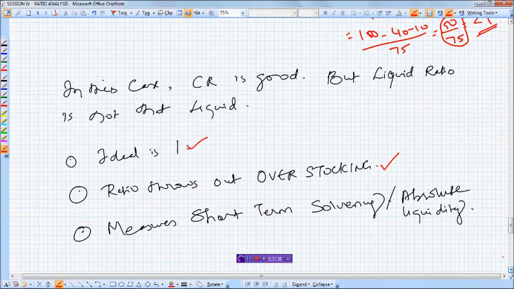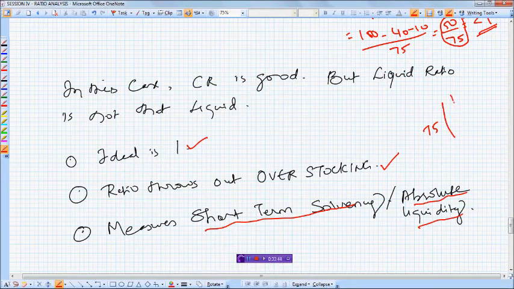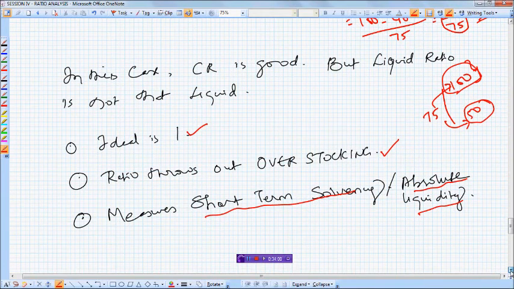This ratio also measures short-term solvency or absolute liquidity. How does it measure? The company has a liability of 75. Previously, it carried the impression it had 100 crore worth, but now it is only 50. So previously it was thought this was the liquidity comfort, now absolute liquidity is only 50. That is measured through this quick ratio.